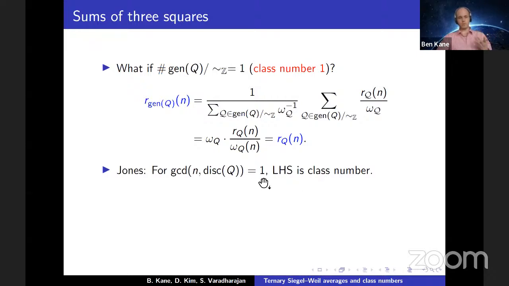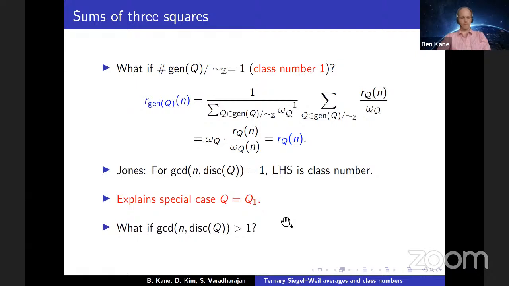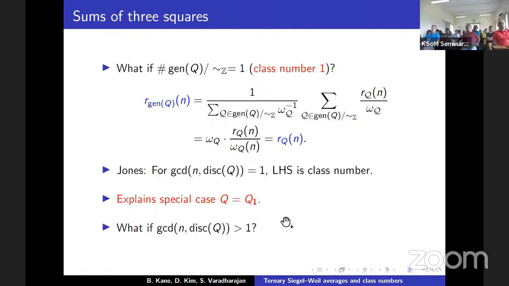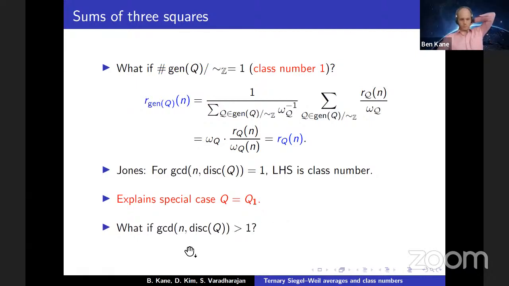So in the special case when the GCD is 1, Jones says the left-hand side is a class number. So the right-hand side must also be a class number because they're equal. And this explains the formula that Gauss found for the case when the quadratic form is the sum of 3 squares. So now we're going to extend this to consider the case when the GCD is not 1.